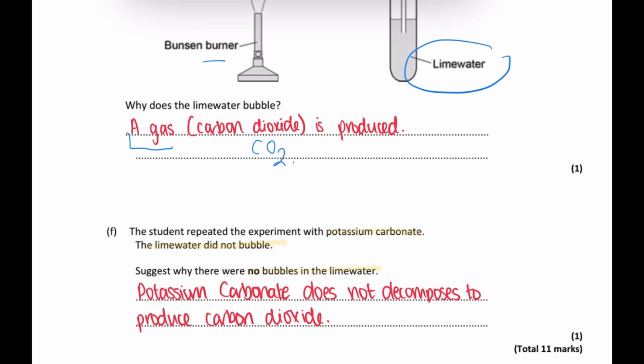And this is because potassium carbonate does not decompose to produce CO2. It does not decompose at the temperature of the Bunsen burner since it's not hot enough to actually decompose our potassium carbonate. So when it does decompose, this gas is not formed.